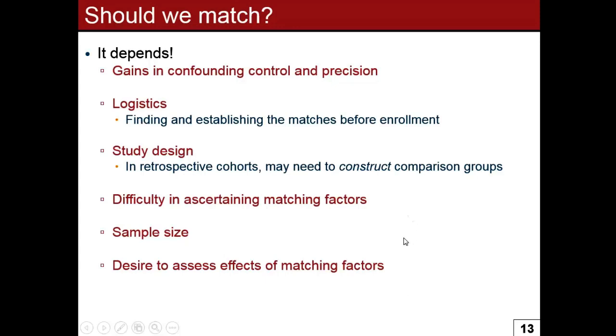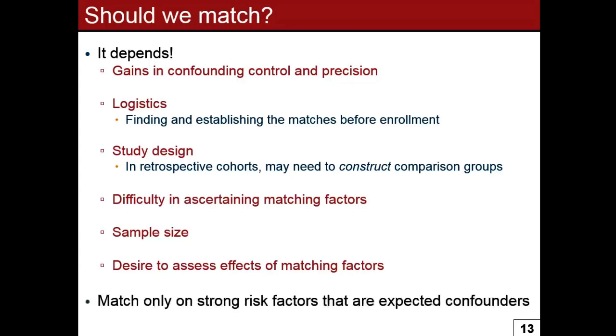So if you match on sex, age, or color, purple, green, as we had in those figures, we actually lose the ability to talk about those factors in the analysis. And we'll see how that works coming up. So really, the moral of the story is we should match only on the strong risk factors that we think are going to be confounders and that we can feasibly match upon.